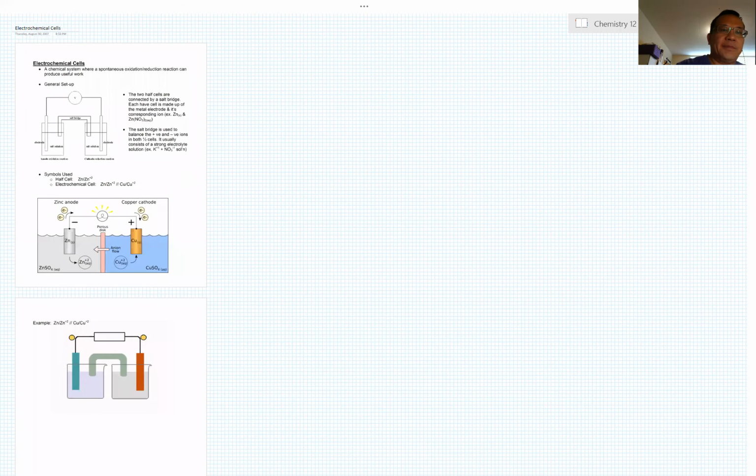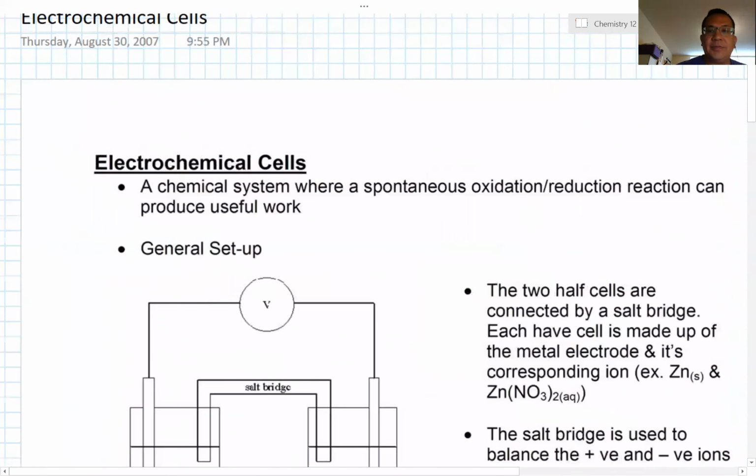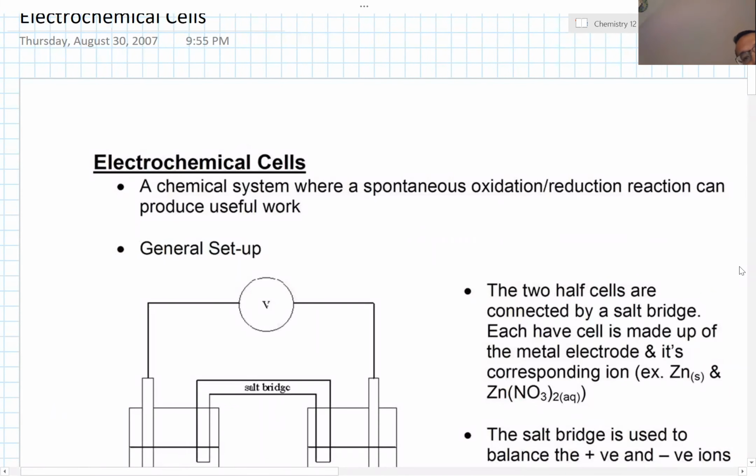Okay, so what are electrochemical cells? Now, one thing you need to be aware of is that, depending on which book you use, sometimes they don't call it electrochemical cells. Sometimes they call it galvanic or even voltaic cells. Okay. Now, regardless of the name, it is a chemical system where a spontaneous oxidation reduction reaction can occur to produce useful work.